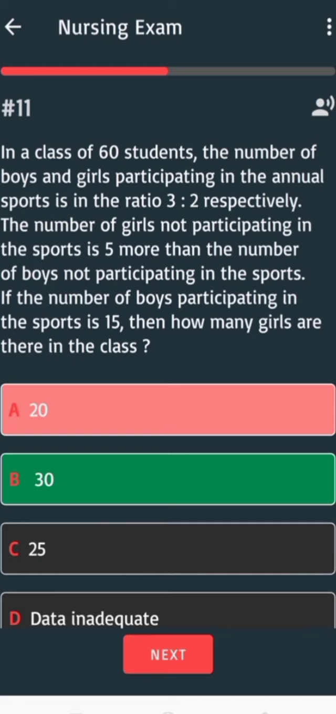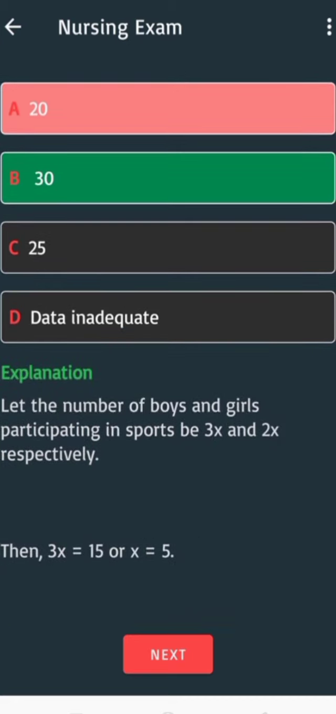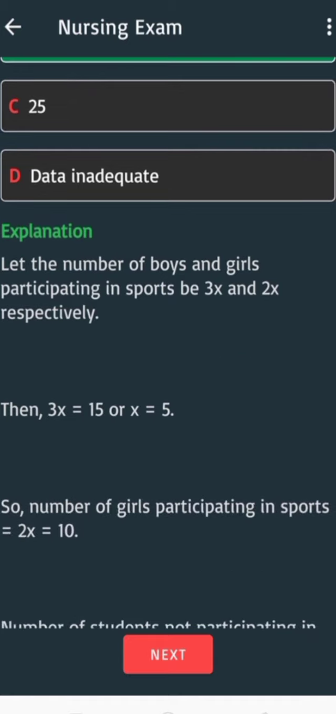No. Correct answer is B. Let the number of boys and girls participating in sports be 3x and 2x respectively. Then, 3x = 15 or x = 5. So, number of girls participating in sports equals 2x = 10. Number of students not participating in sports equals 60 - (15 + 10) = 35.